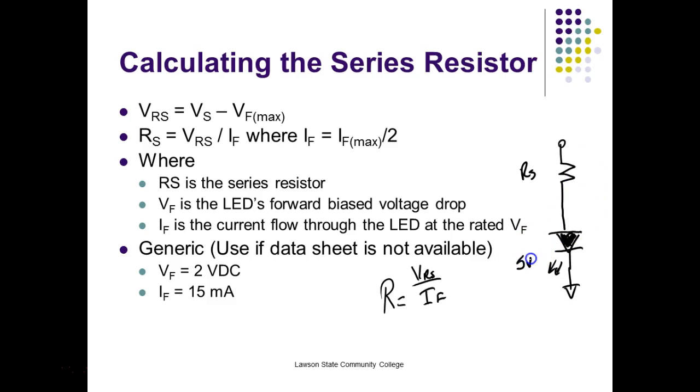Let's use a 5 volt supply. And then to turn the thing on, we need to have at least 2 volts, but we're not concerned with that now because I've got over that. And we're going to say this is going to be at 15 milliamps. So what size resistor would I use?